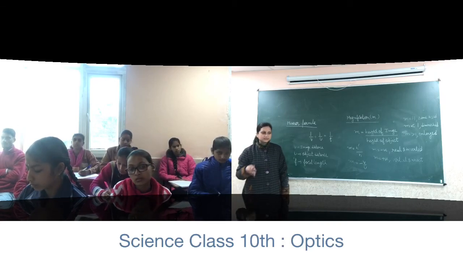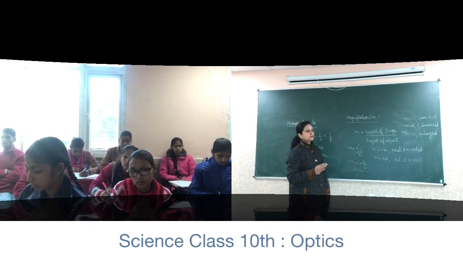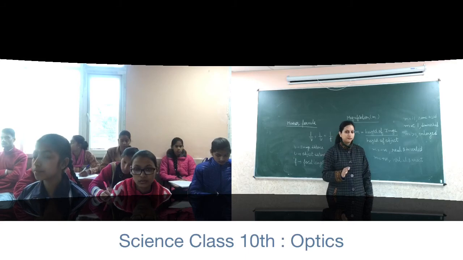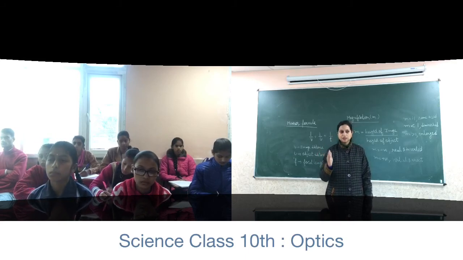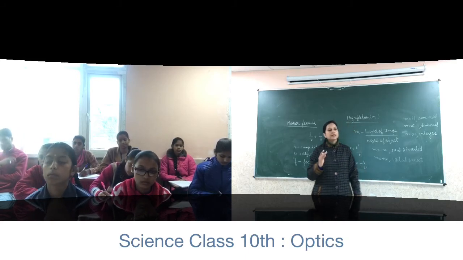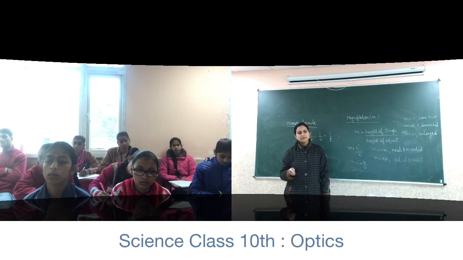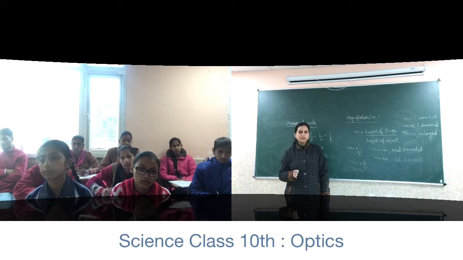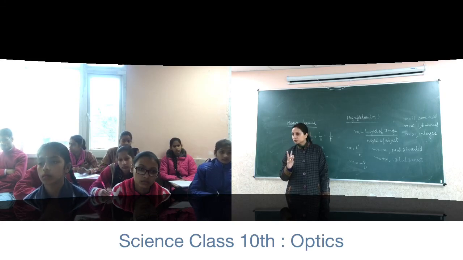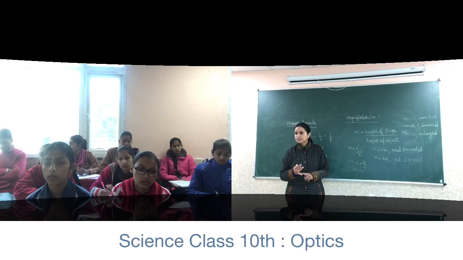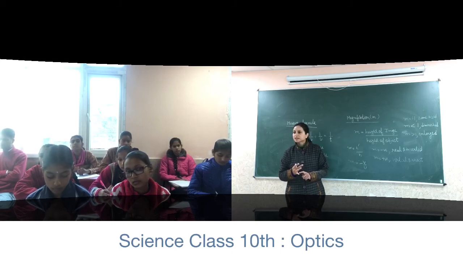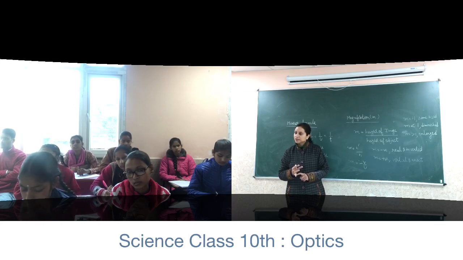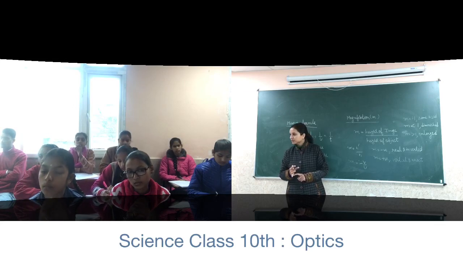Clear to everyone? That magnification is what? It is the ratio of height of the image to that of the object, right? Magnification is also defined as minus V upon U. This is one more formula for finding the magnification. So in the magnification we have got two things. One is the sign and one is the numerical value, right? The sign tells us the nature and the numerical value tells us about the size of the image.